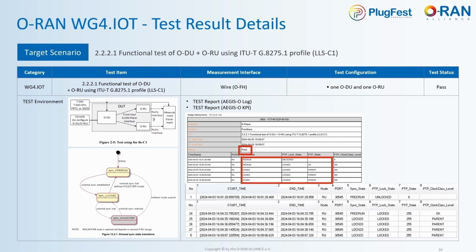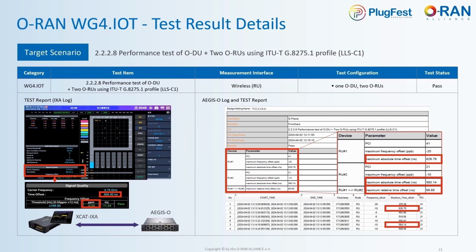The table on the right is the data report and CDR data generated by EasySO. The following test item is an S-plane performance test in LLS C1 environment when two RUs are linked to one DU. Spectrum Analyzer XCAD IXA was used to measure the radio interface of the RU. The image on the left is a screen capture of XCAD IXA, including time offset and frequency offset.